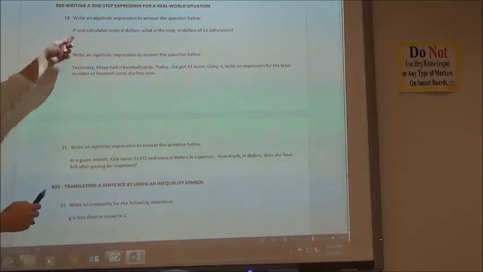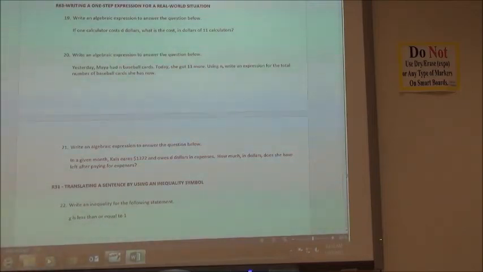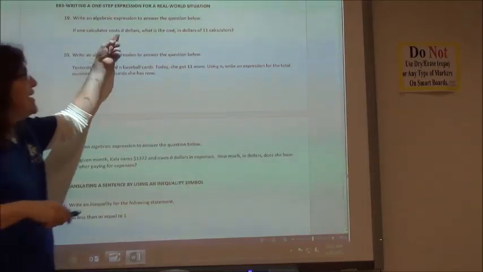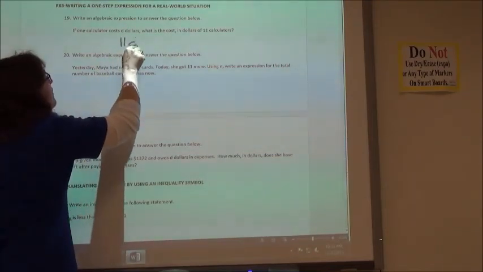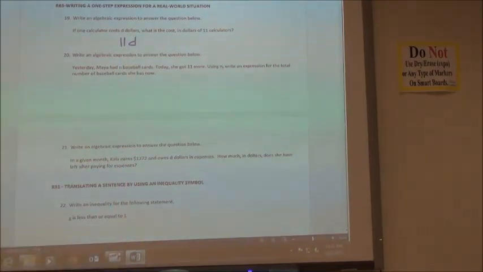Okay. The next ones are writing one-step expressions for real-world situations. So just translating this into an expression. One calculator costs me $D. I don't really know. In my mind, I think of something that would be easy to work with. So I say, oh, a calculator costs me $10. What is the cost in dollars of 11 calculators? Well, if one costs me $10 and I have to buy 11 of them, I'm going to end up multiplying 10 times 11. So in this case, I want to show D times 11. In algebra, we write the number right in front of the variable, and so D times 11, we show it as 11D.